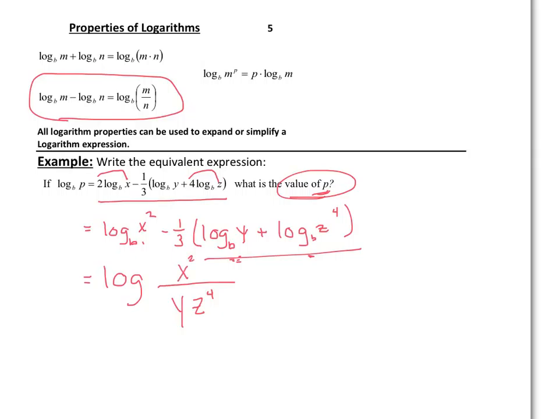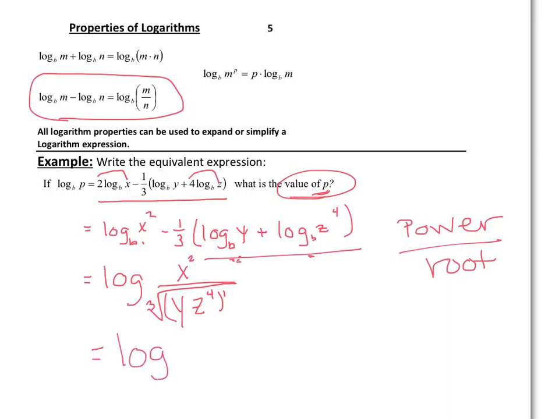And I have 1/3 of both those log quantities, so 1/3, if you remember, power over root. So I have 1/3 of both of those quantities, so I'm going to have a power of 1. If you want to write it, you can. You don't really need to, because it's a power of 1. And then a root number of 3, so I have the log of x squared divided by the 3rd root of y times z to the 4th.